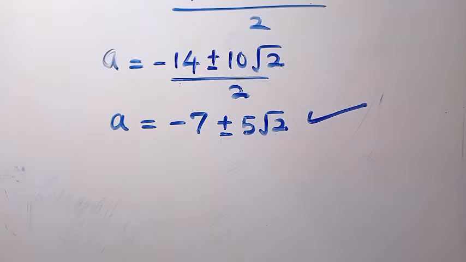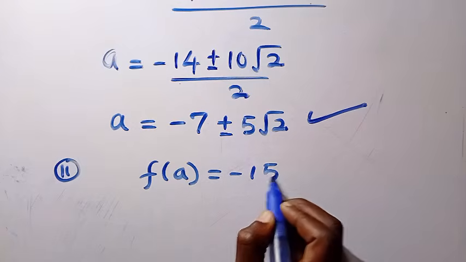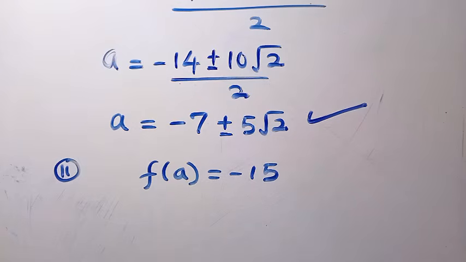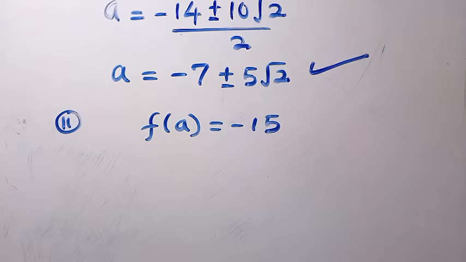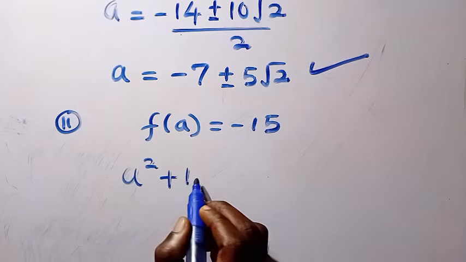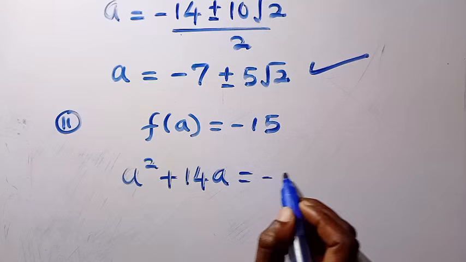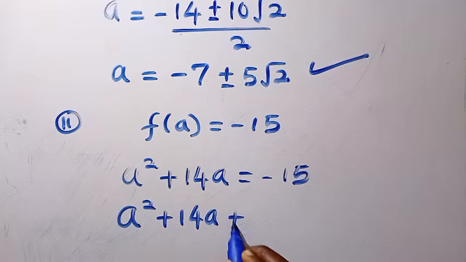And then at t equals minus 15, so this is the third step, we are going to have f of a equals minus 15, and then we are going to equate a squared plus 14a equals minus 15. So here we have a squared plus 14a plus 15 equals 0.